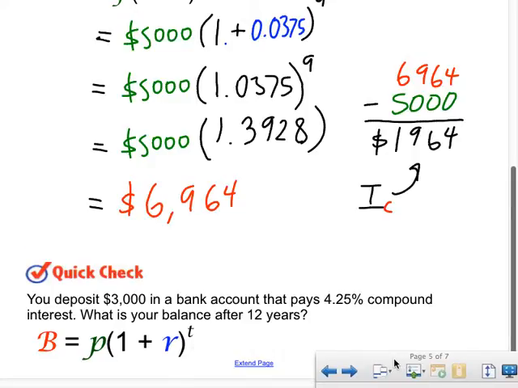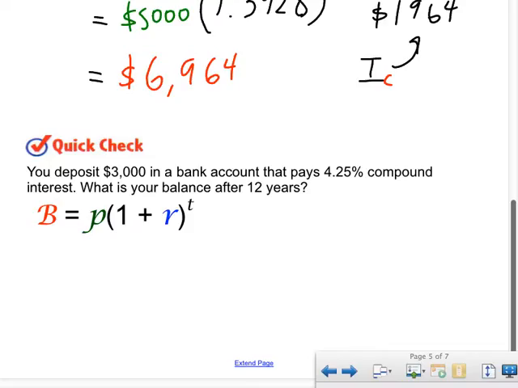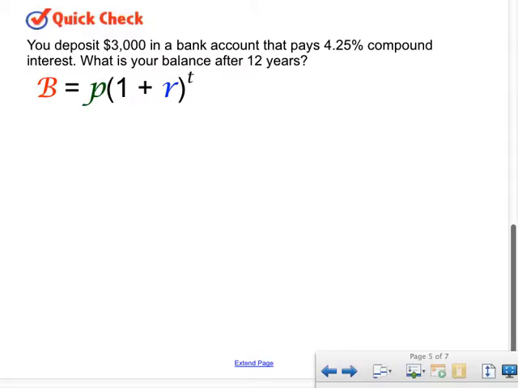Take a look over here. Next problem. Let's go ahead and do this one. We're almost done. Does anybody have a question? I'll go ahead and read this to you. You deposit $3,000 in a bank account that pays 4 and 2/500% compound interest. What is your balance after 12 years?